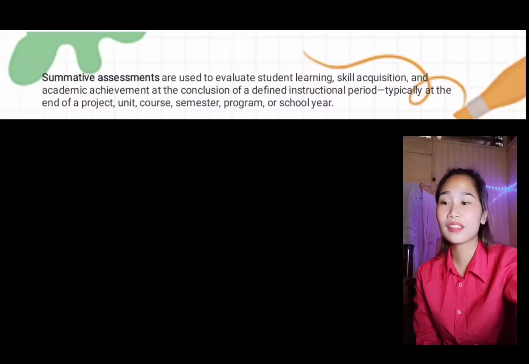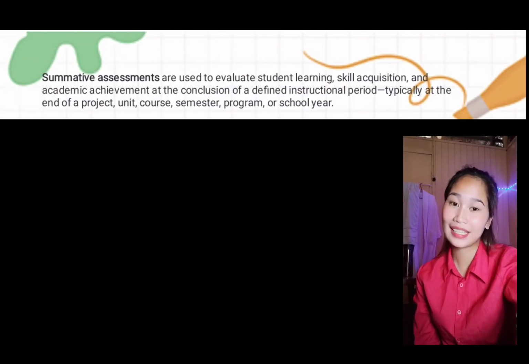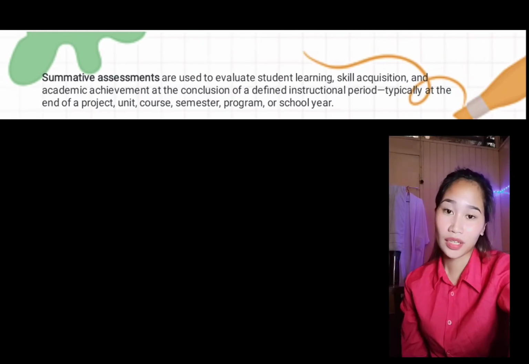So summative assessments are used to evaluate students' learning, skill acquisition, and academic achievement at the conclusion of a defined instructional period, typically at the end of a project, unit, course, semester, program, or school year. So summative assessments are commonly contrasted with formative assessments, which collect detailed information that educators can use to improve instruction and students' learning while it's happening.